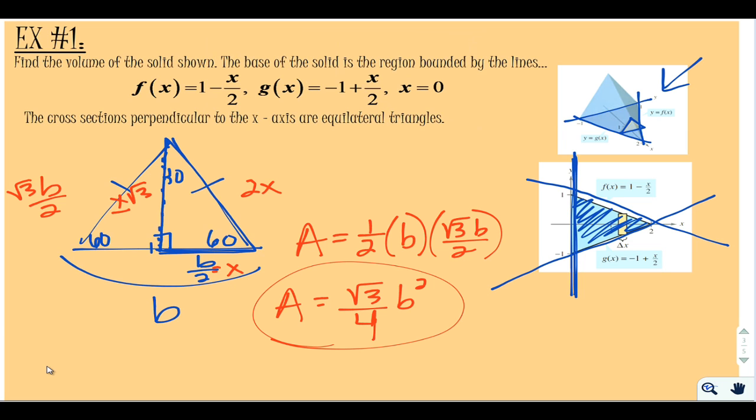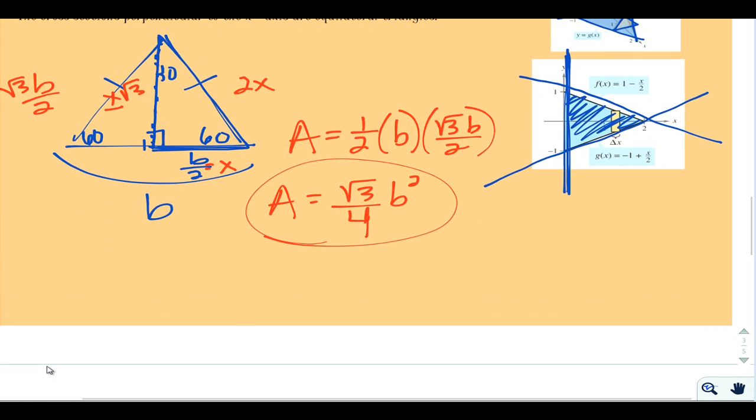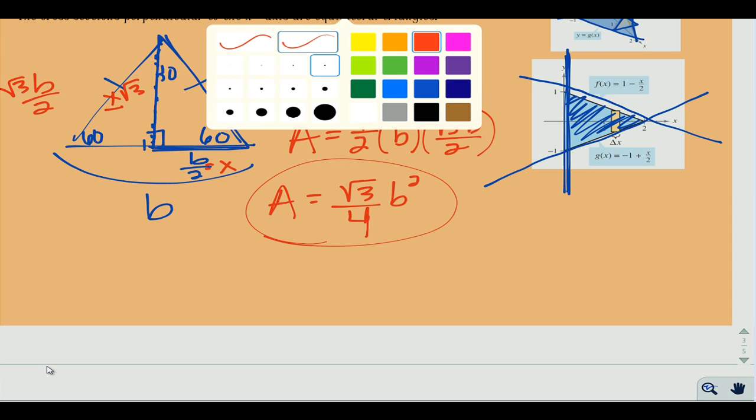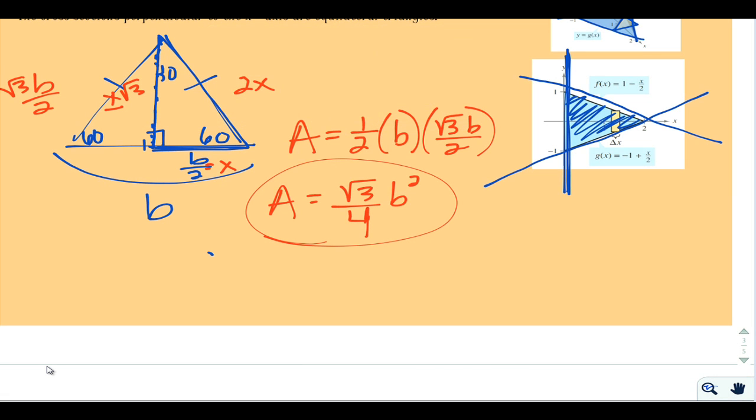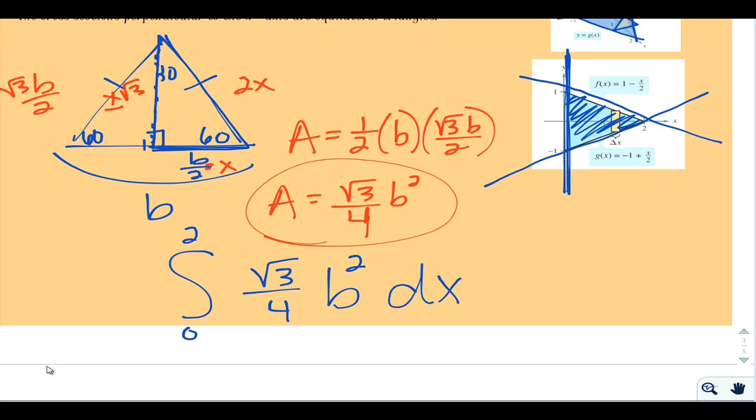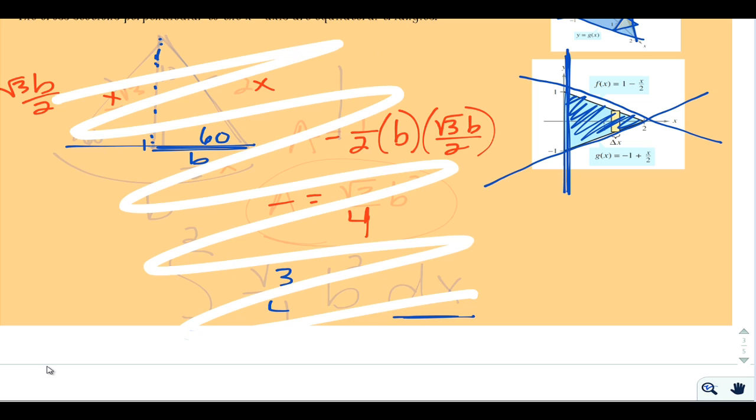Okay, so if I'm using this to integrate, then let's go back to blue here, I need to integrate, what did we say, from 0 to 2 of the area of my triangle, rad 3 over 4 base squared dx. However, we can't do that because we have too many variables. We've got x's, and then all of a sudden we have this b in here. So what we have to do now is figure out what the base really is. What is it in terms of x's? Okay, so I'm going to go ahead and erase all of this stuff.